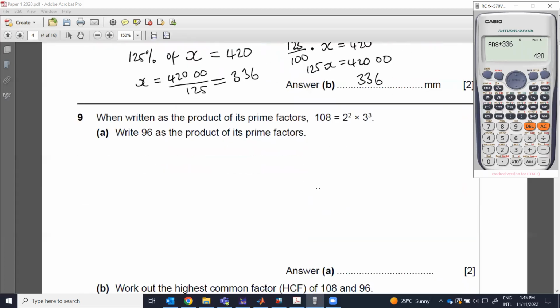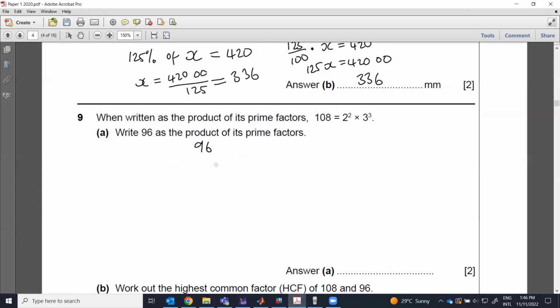Alrighty. Okay, number 9: when written as a product of its prime factors, 108 is 2 squared times 3 cubed, right? Write 96 as a product of its primes. Okay, so with this question, one trick I learned when I was in high school many years ago was you don't have to figure everything out all at once. Try and break it down. So let's say we have 96 here. Think of the smallest prime number that can go into this one. So that's 2. So you can write this as 2 times something.